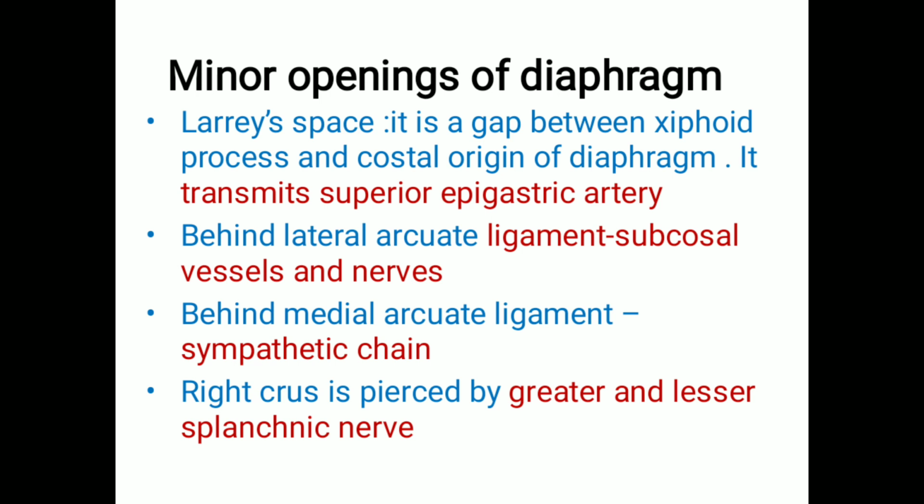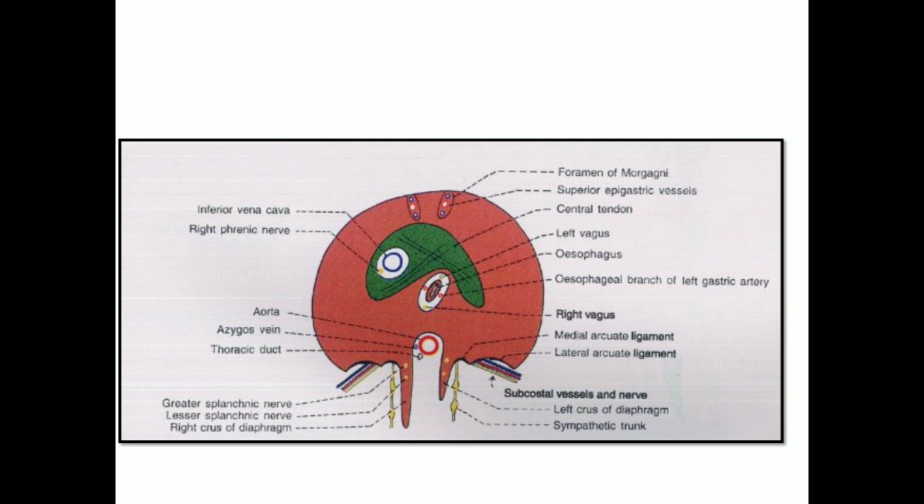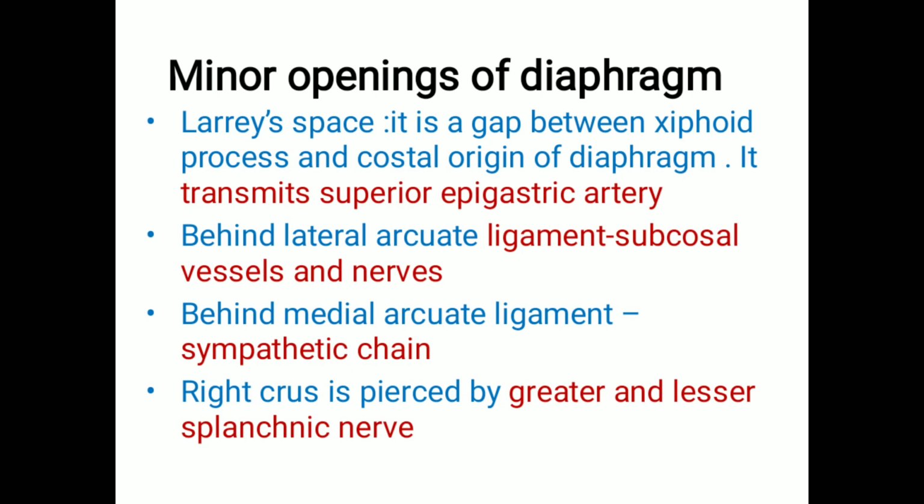So the minor openings in the diaphragm are: the larynx space for the superior epigastric artery, behind the lateral arcuate ligament the subcostal vessels, and behind the medial arcuate ligament the sympathetic chain. The right crus is pierced by the greater and lesser splanchnic nerves. So these are the minor openings of the diaphragm. Okay, so practice this diagram. You have to learn and practice it. So I will tell you how to draw it.